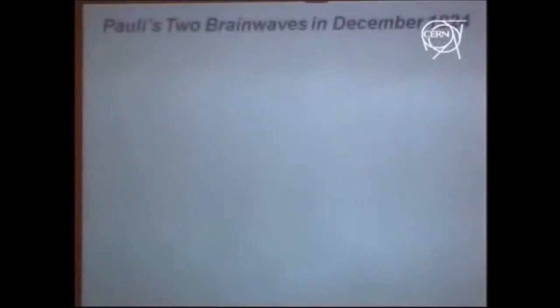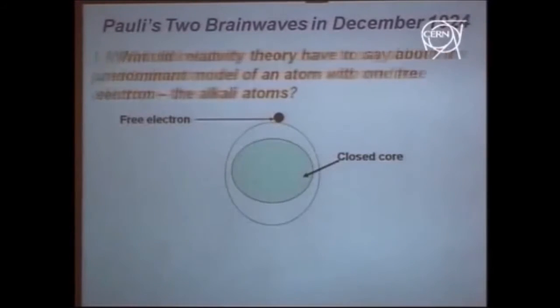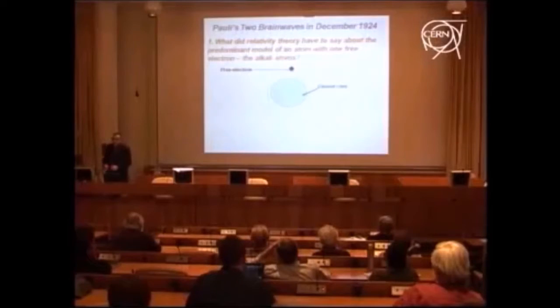In 1924, while on the faculty at the University of Hamburg, Pauli had 2 brainwaves. The first was, what did relativity theory have to say about the predominant model of an atom with one free electron, the alkali atoms? Now, physicists studied alkali atoms with some intensity because they mimicked the hydrogen atom, which was the only atom that the Bohr theory ever had any real success with in a quantitative way.